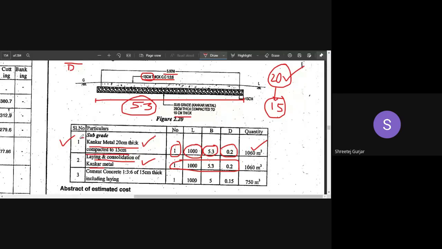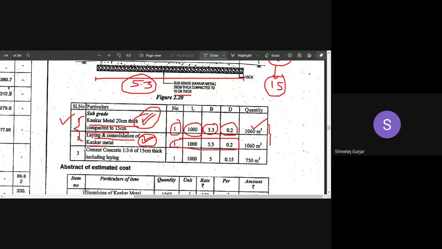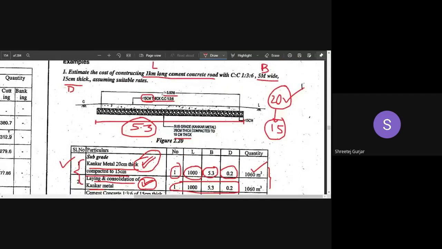It is the same thing. You have to write this to calculate how much quantity of material is required, and this is to determine how much quantity you need to lay and consolidate. This is the labor component, this is the material component. Both are the same thing, they have written separately. After the second thing, the last thing is your cement concrete, the topmost layer.